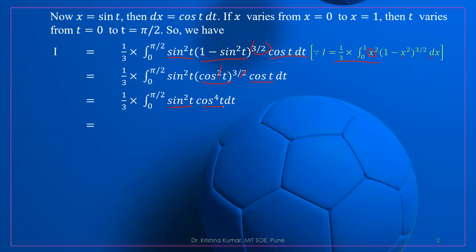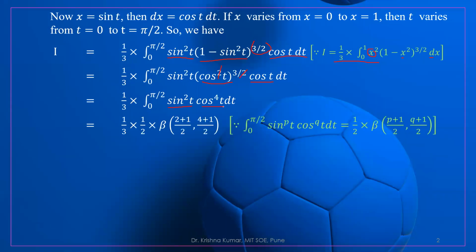So this is sine square t cos to the power 4 t dt. Now we have to integrate it. For this integration, we use the beta function. We have already studied it in the last year. So what is the expression for the beta function? This is the one formula: integration under the limit 0 to pi by 2 of sine to the power p t cos to the power q t dt is equal to 1 upon 2 beta of p plus 1 by 2 and q plus 1 by 2. This is the formula. So we have to just learn this formula.